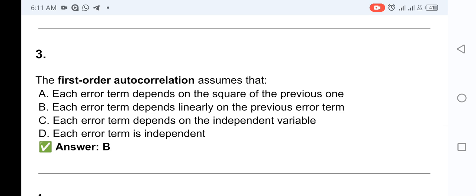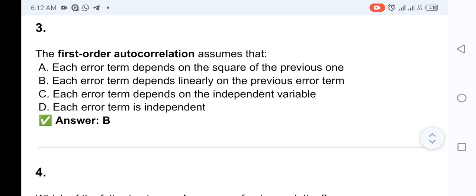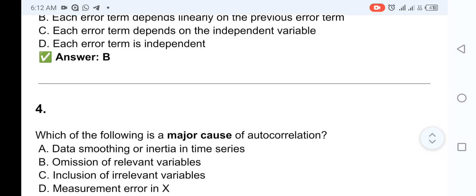Each error term is independent. Answer B. 4. Which of the following is a major cause of autocorrelation? A. Data smoothing or inertia in time series. B. Omission of relevant variables. C. Inclusion of irrelevant variables. D. Measurement error in X.